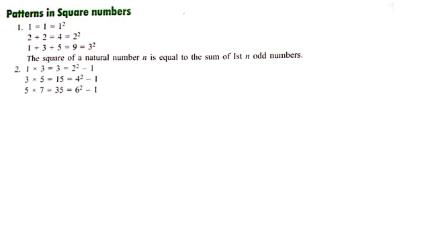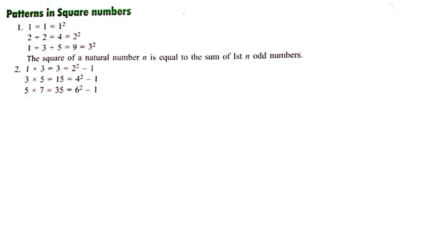Patterns in square numbers. 1 is equal to 1 square. 1 plus 3 is equal to 4, 2 square. And 1 plus 3 plus 5 is equal to 3 square. The square of a natural number n is equal to the sum of the first n odd numbers.